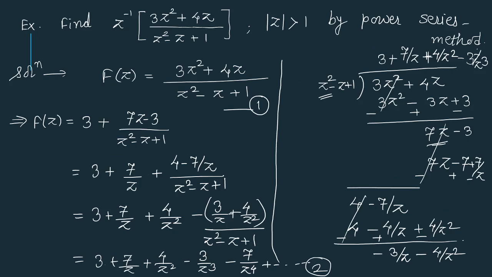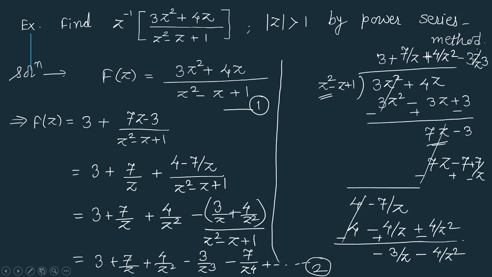Example number 1. Here find Z inverse of 3z square plus 4z upon this denominator term. Here mod of z is greater than 1, by power series method. Now here consider this capital F of z value. Use equation number 1. Now here we divide the numerator by denominator. Now this is rough work here. We divide the terms 3z square plus 4z by z square minus z plus 1.